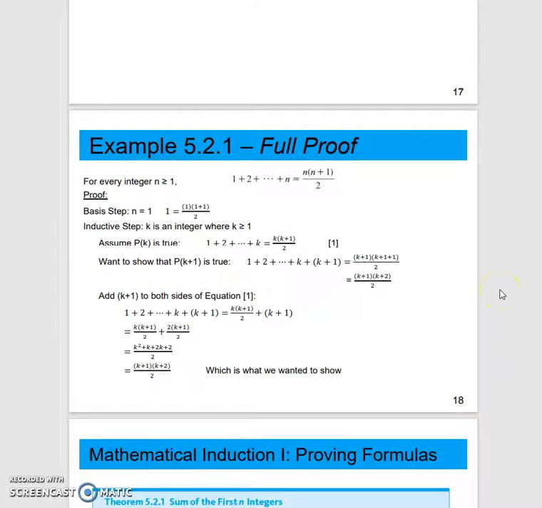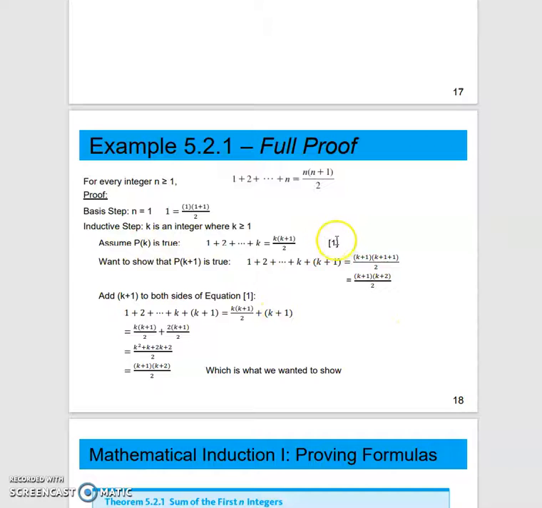So here's my full proof here together. So again, you can see that basis step. Our inductive step, again, I am clearly making this assumption. Here's what I want to show. I've got the left-hand side and the right-hand side.